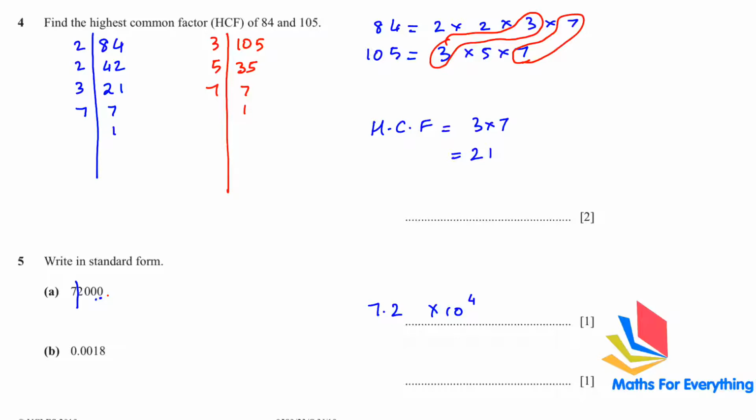If we move the decimal to the left, we have a positive power. The next one, we are going to move the decimal till here, correct? 1.8 multiplied by 10. We move the decimal 3 places to the right. If we move the decimal 3 places to the right, the power will be negative 3.